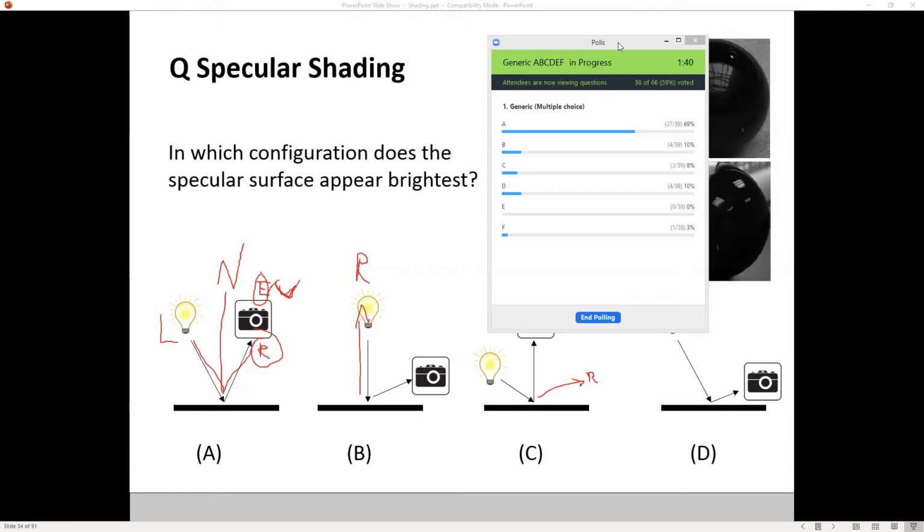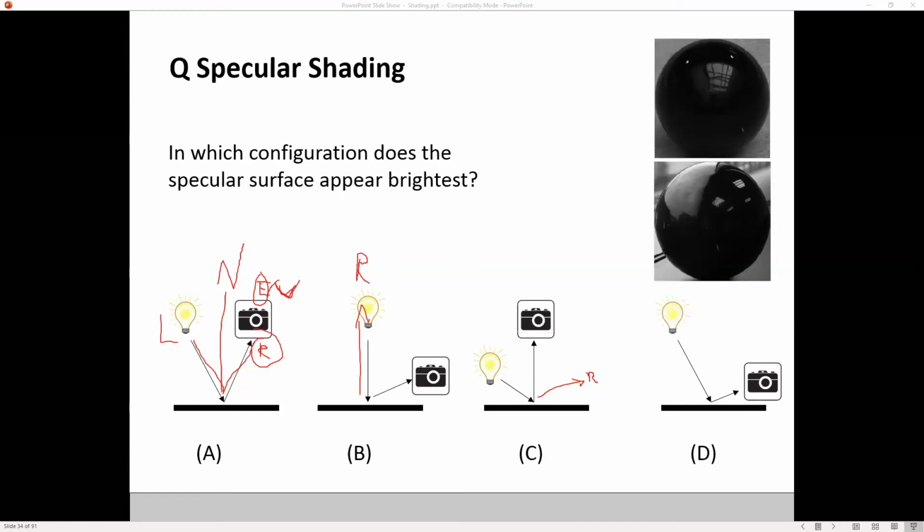Let me just pull out of the way. Here, this is the reflected vector. So I'm checking this angle, this angle, and this angle. This is the smallest angle, so it's going to have the highest dot product, or cosine. The smallest theta gives the largest cosine, and so the largest dot product.